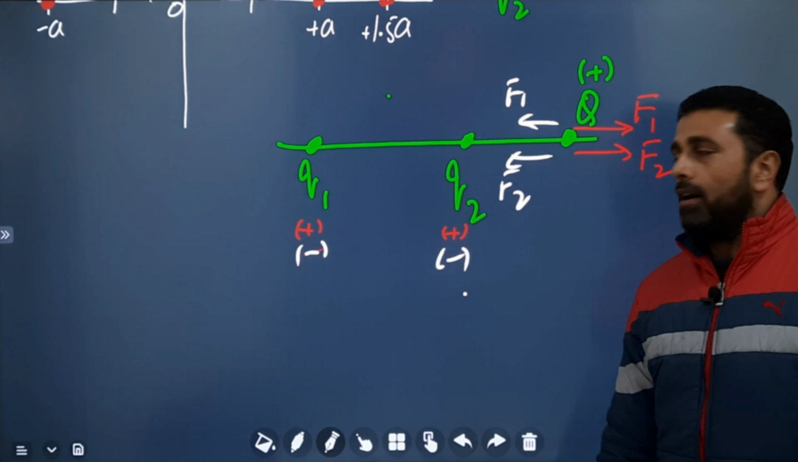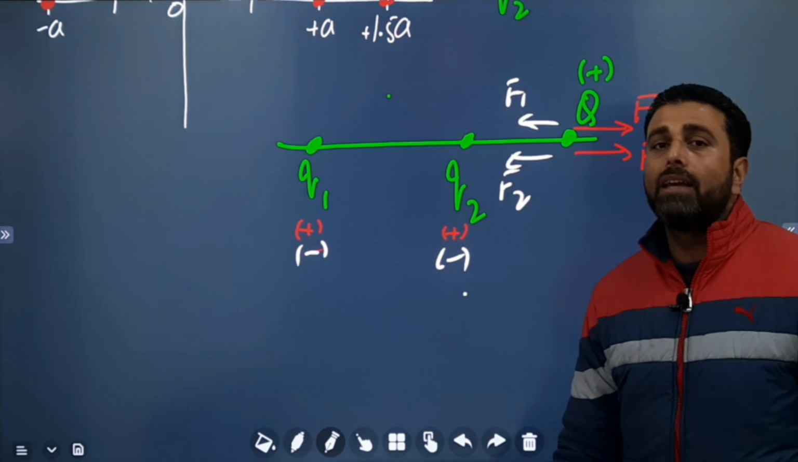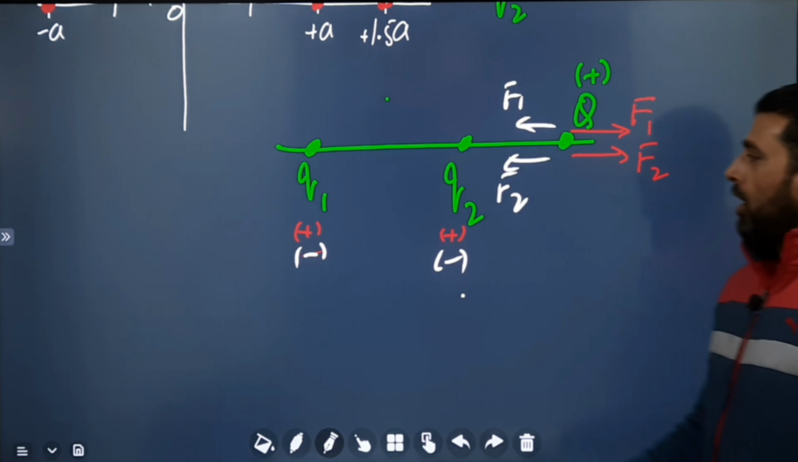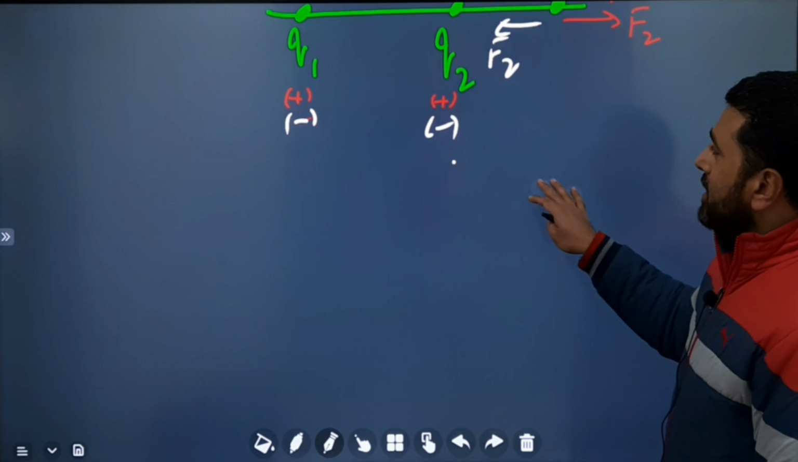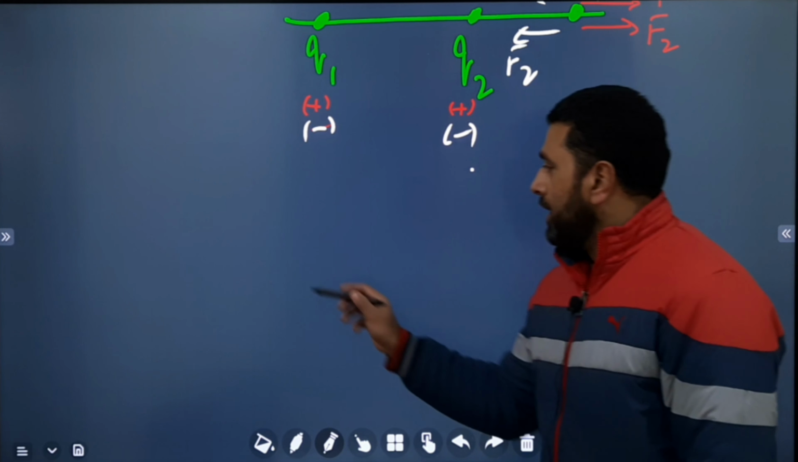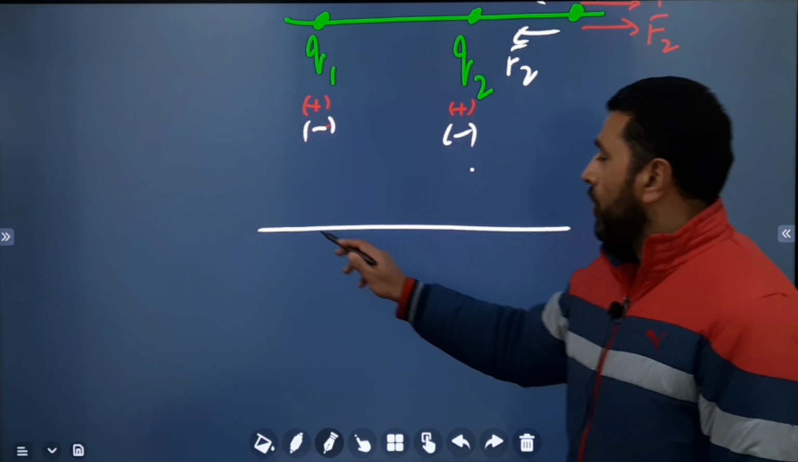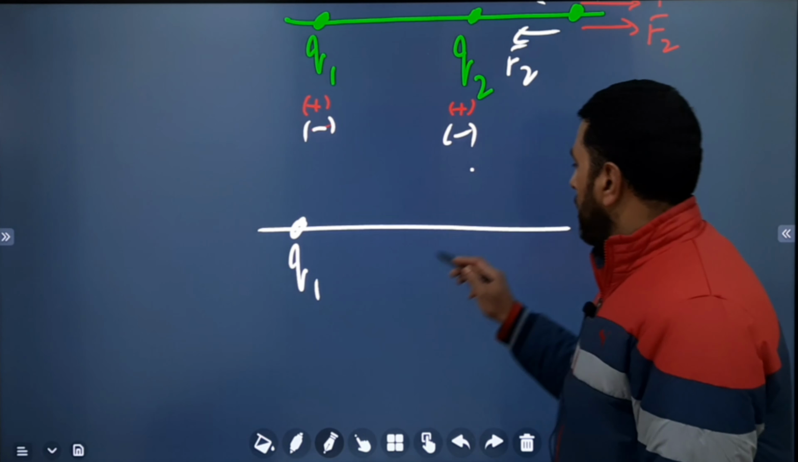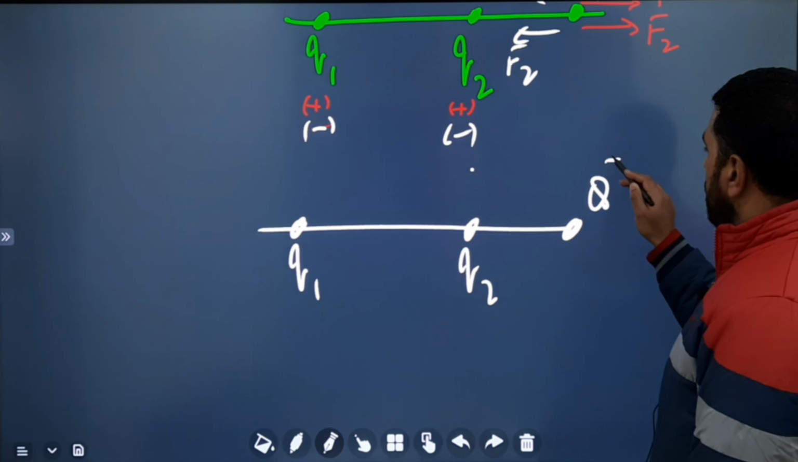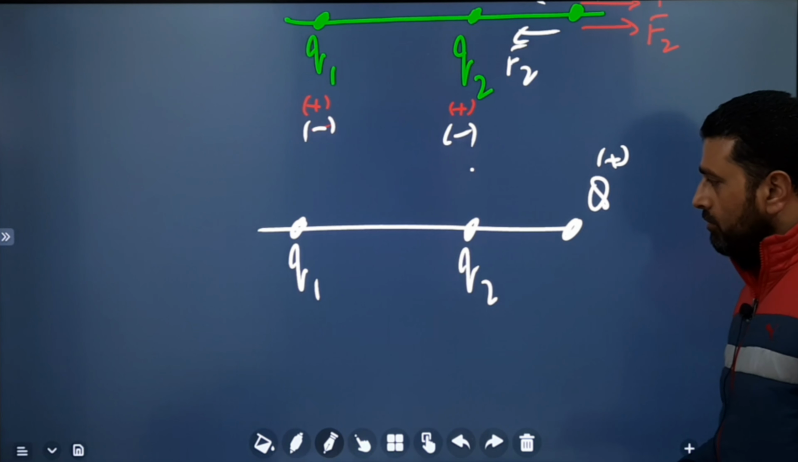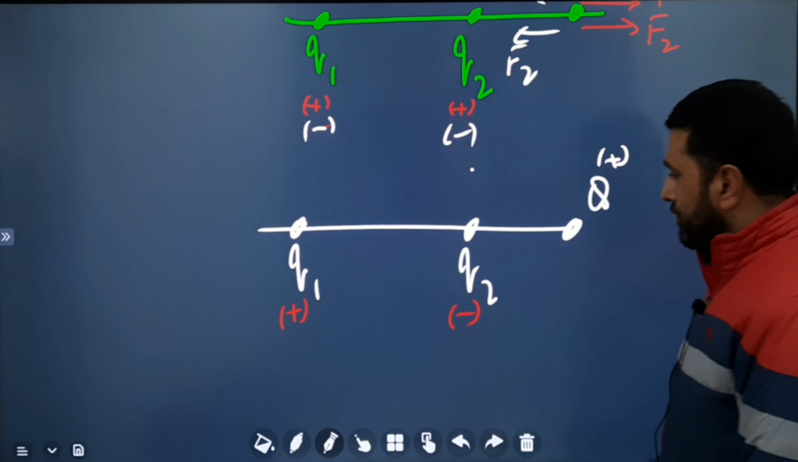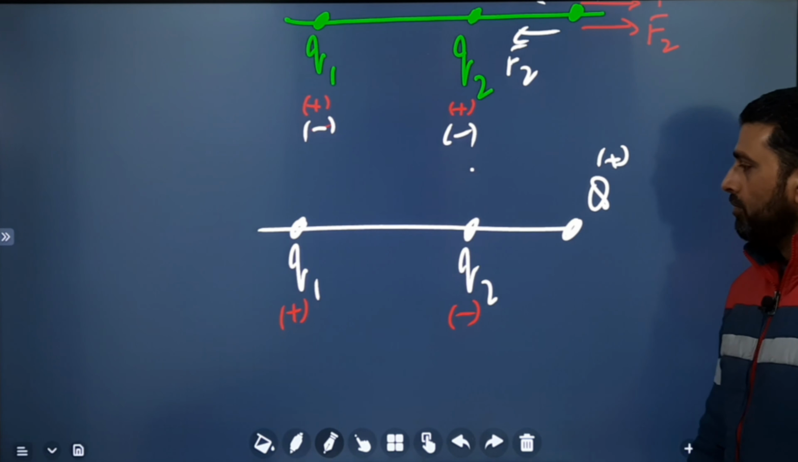Let's see if Q1 and Q2 are unlike. Will it work then or not? So if Q1 and Q2 are like charges, it is not going to work. Let's see if they are unlike. Q1 here, Q2 here, capital Q here, which is positive. If Q1 is positive and Q2 is negative, will it work then or not?